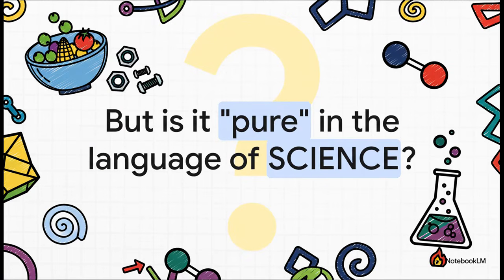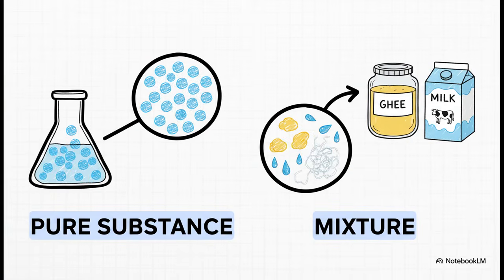But let's put on our scientist hats now. For a scientist, is this ghee actually truly pure? The answer, and this is a really important point for your exams, is nope, not at all. You see, in the world of science, a pure substance means it's made of only one type of particle. Just one. Ghee or even milk is actually a mixture of many things. Water, fats, proteins, vitamins. So to a scientist, it's a mixture, not a pure substance.